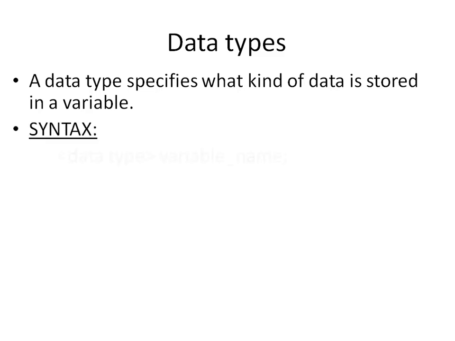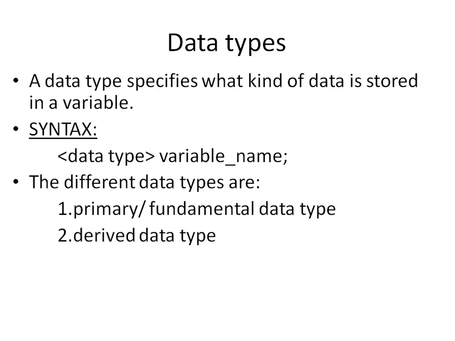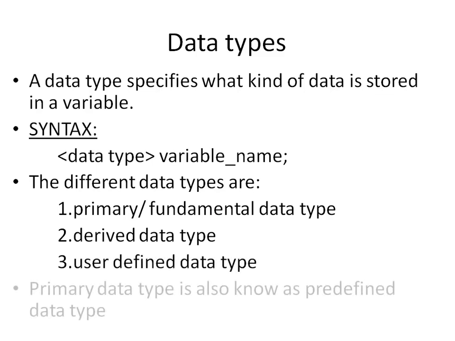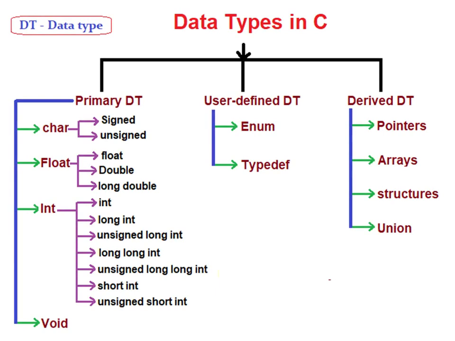So similarly you have many data types. See, this is data type, then variable name. Different data types are primary data type, derived data type, and user defined data type. Let us see one by one. The primary data type is also known as predefined data type, because it is already defined and we don't need to write any code for the primary data type. We just need to write its keyword and we can access it.